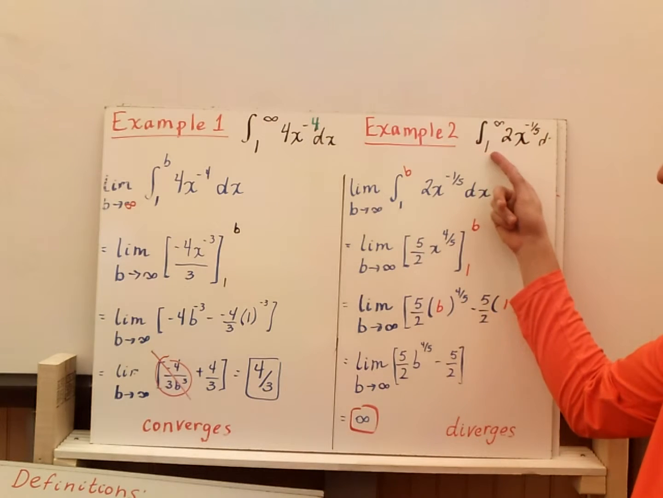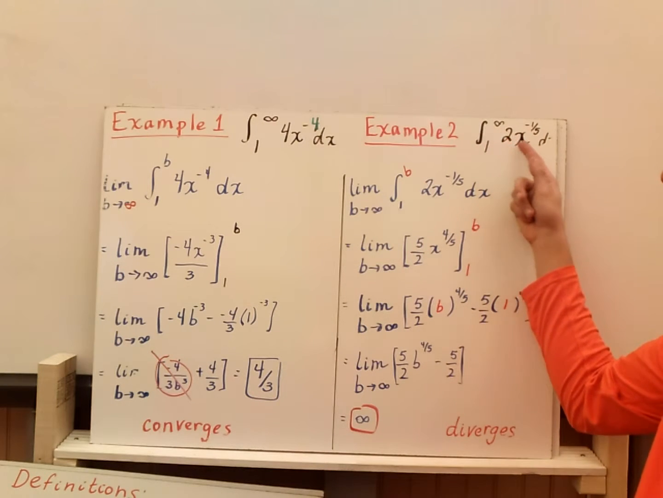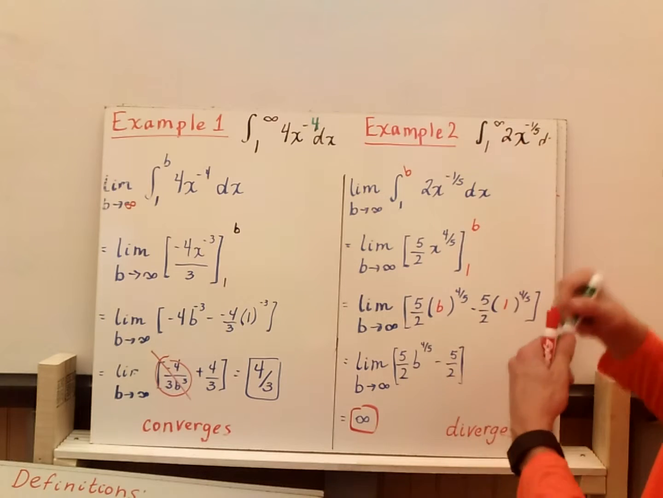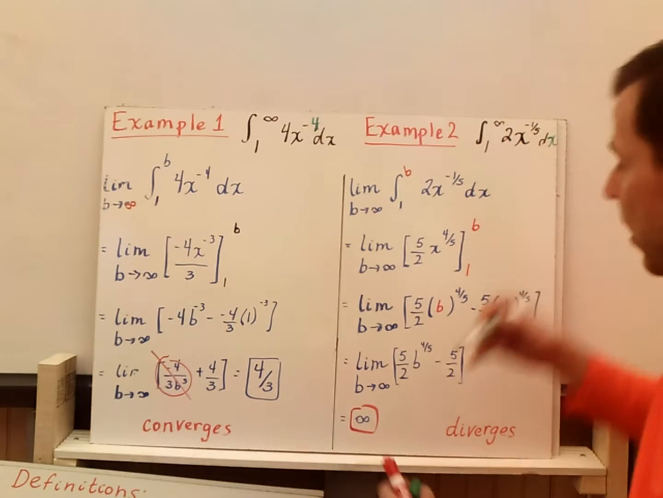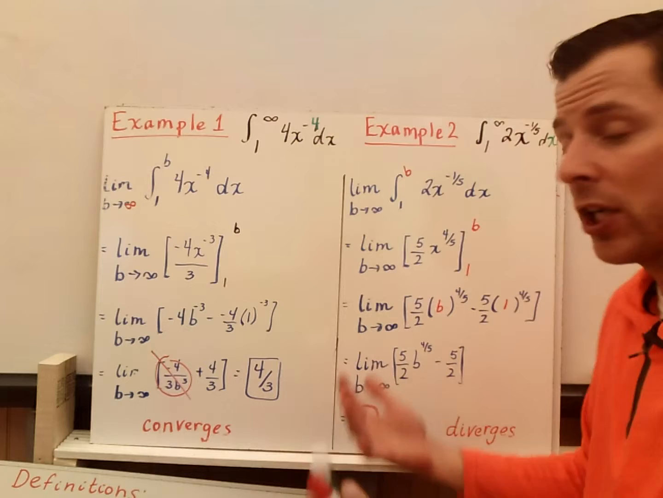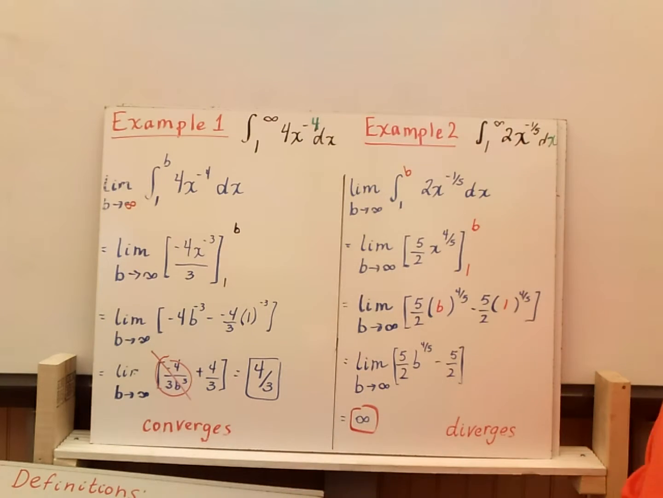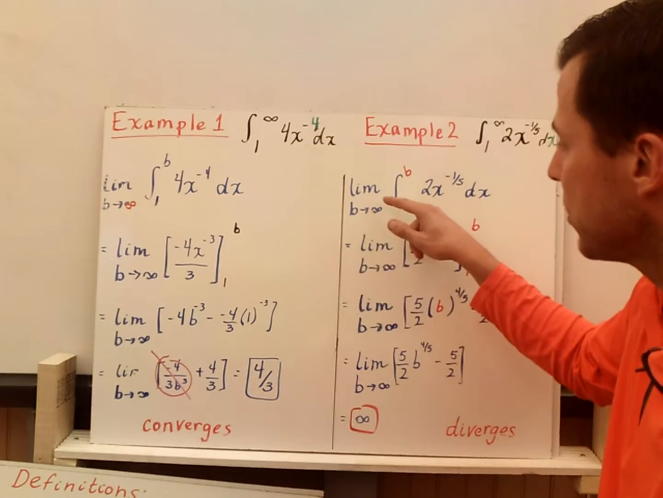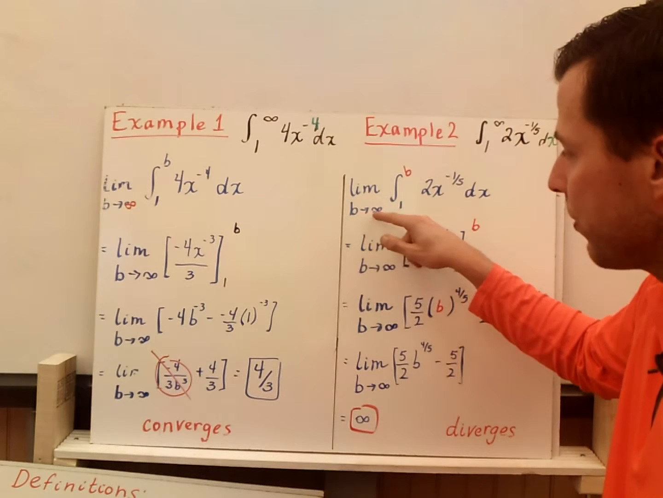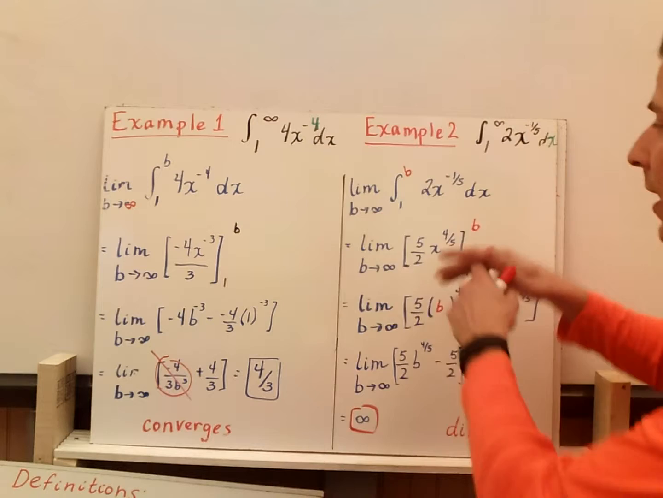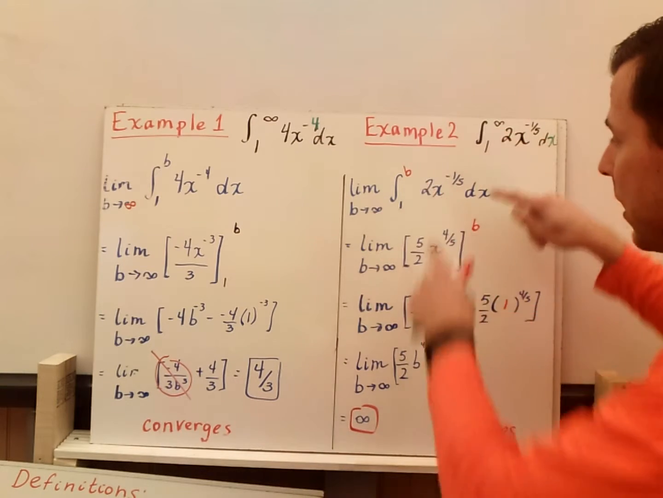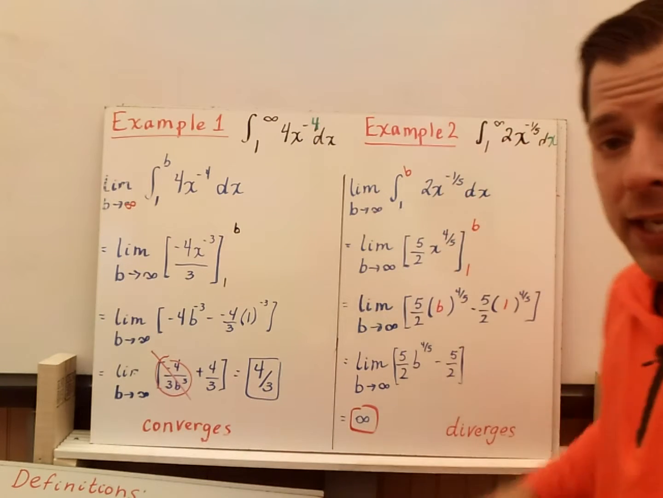My second example, which I love, is the integral from 1 to infinity of 2x to the negative 1/5 dx. It's not going to get you the same answer. We're going to get something that diverges. So let's use the definition. The limit as b approaches infinity of the integral from 1 to b, again I switched b and infinity, of 2x to the negative 1/5 dx.